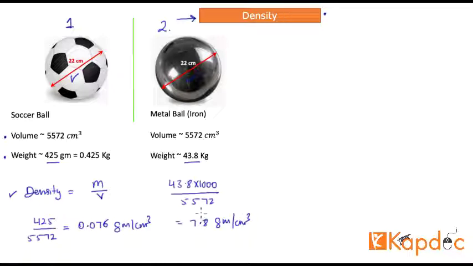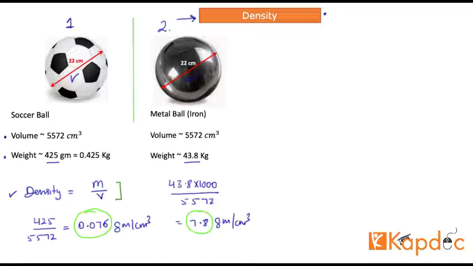So the density of the metal ball is approximately 100 times bigger than the density of the soccer ball, right? Which is quite a substantial difference, and that is exactly the concept density brings to us: it is a measure of how tightly or how densely something, an object, is filled inside a given unit of volume, and this is exactly how we measure it.